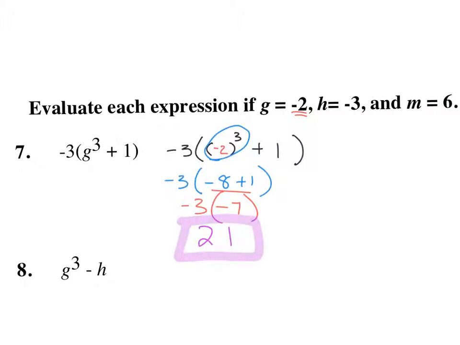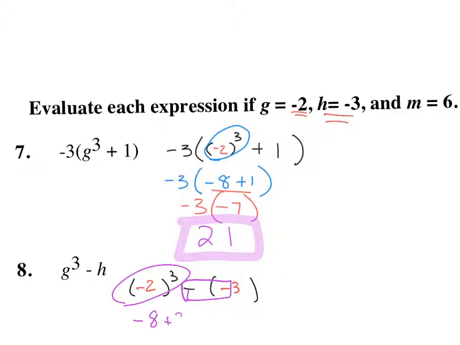Number 8 is similar. Rewrite with parentheses. So g to the 3 minus h. Then fill the g in and the h, which is negative 3. Order of ops says you must do exponents first. Negative 2 to the third is negative 8. Minusing a negative becomes plus a 3. And that gives you negative 5.